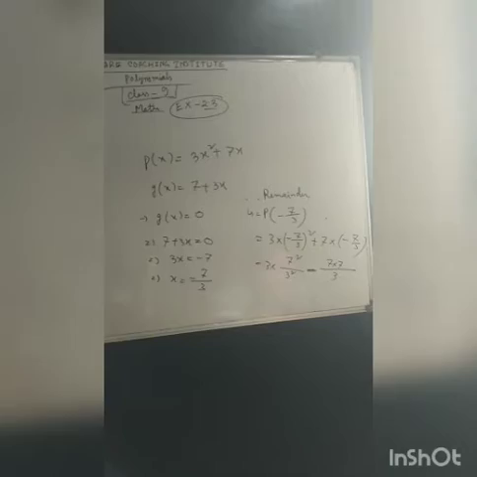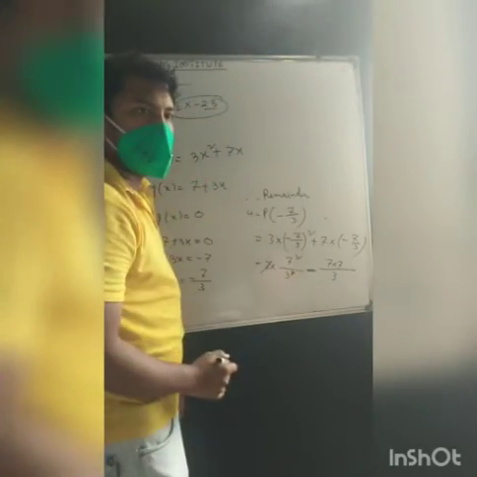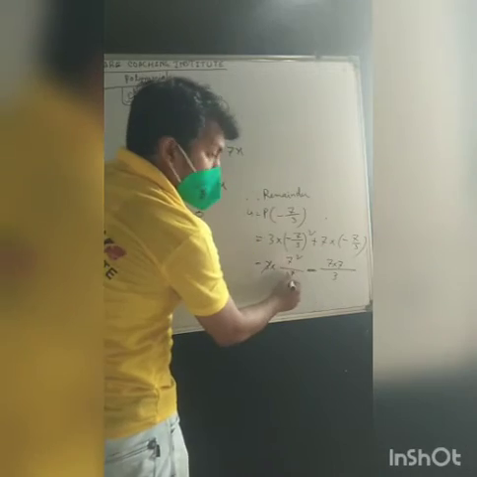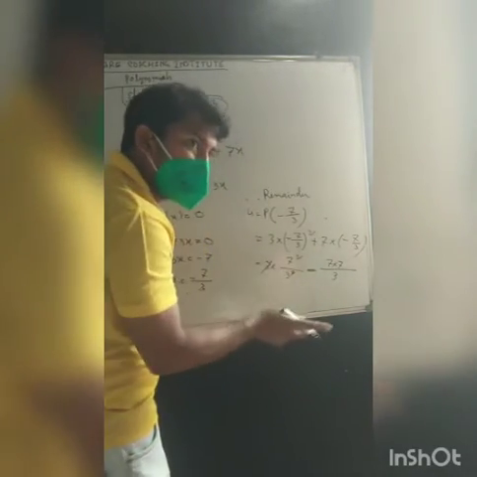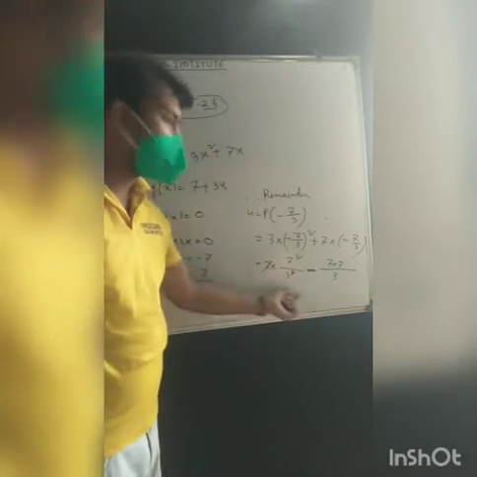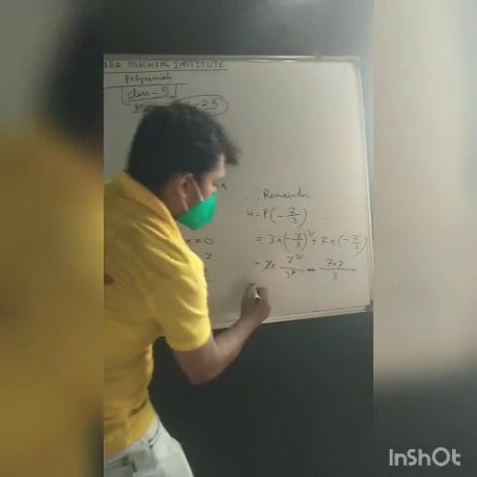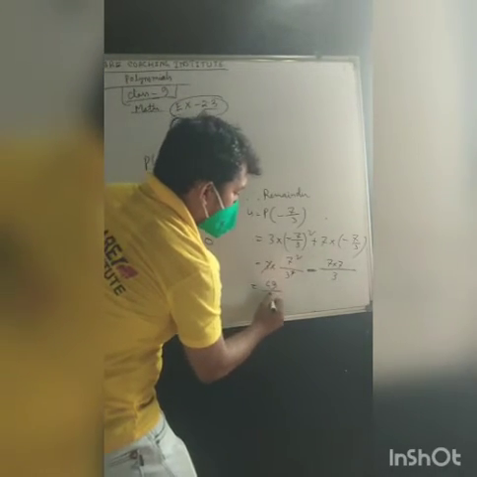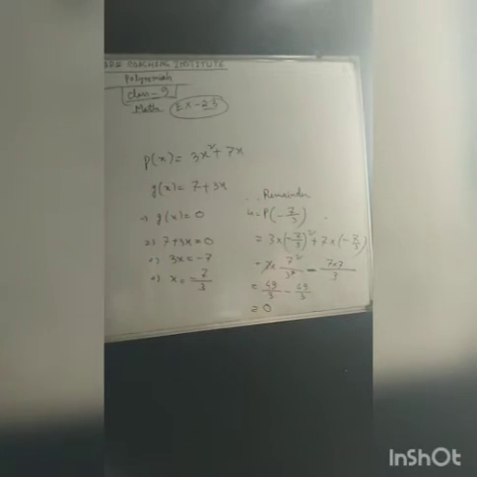Done? 3 1, 3 2, they get cancelled. 3 square means 3 into 3. If 1 3 is here and 2 3s there, that means 1 cancels with 1, and 3 is remaining. Okay? 49 by 3 minus 49 by 3, that means 0. Question number 3, answer is 0. You can do it like that.